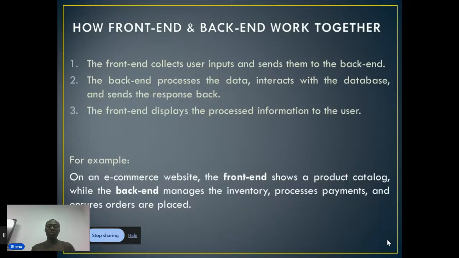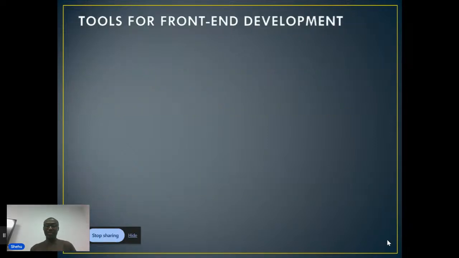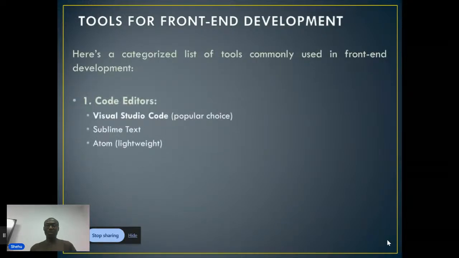So for example, on an e-commerce website, the front end shows the product catalog while the back end manages the inventory, processes payments, and ensures orders are placed. So basically, that is the software system.